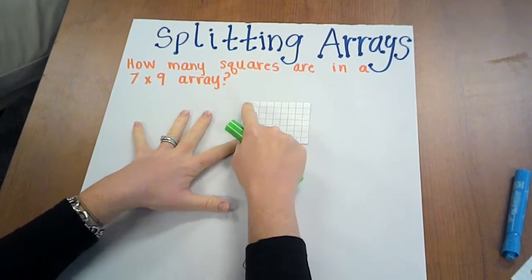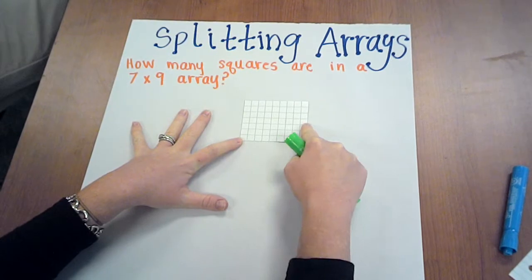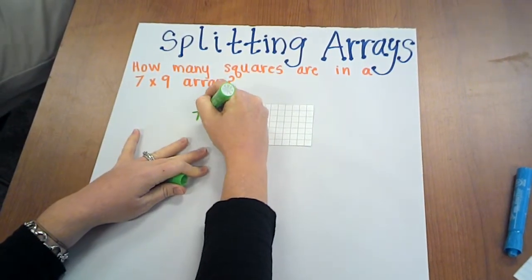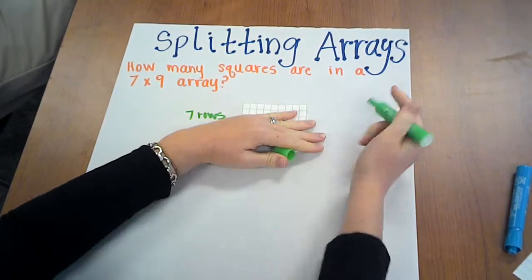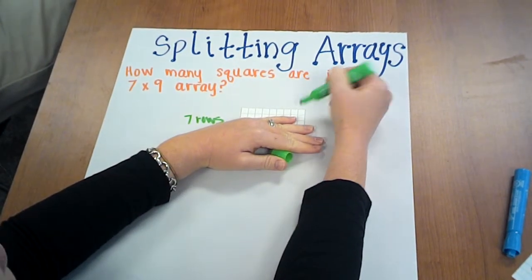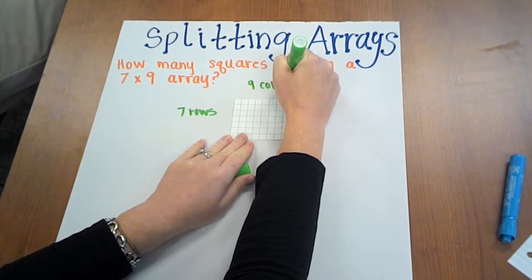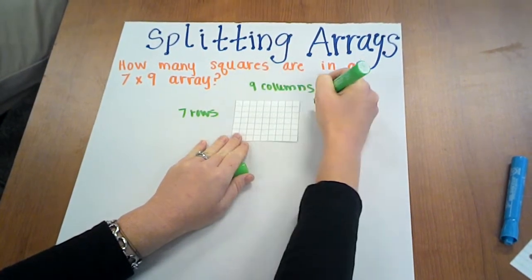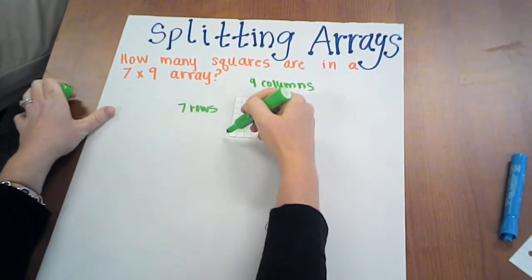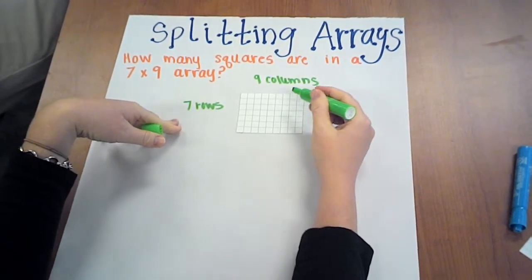So when we look at rows, we have 1, 2, 3, 4, 5, 6, 7. We have 7 rows, so I'm going to write 7 rows. And in each row, we have 1, 2, 3, 4, 5, 6, 7, 8, 9 squares. So we have 9 columns. We know our rows are going across and our columns are going down. So we're trying to figure out how many squares are in a 7 by 9 array, or 7 rows with 9 squares in each row.